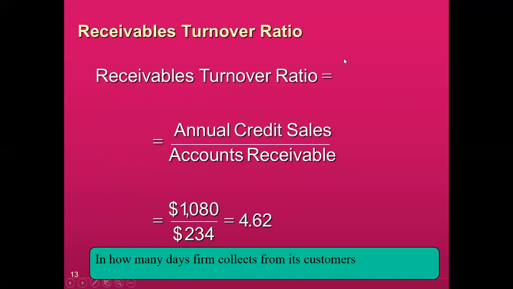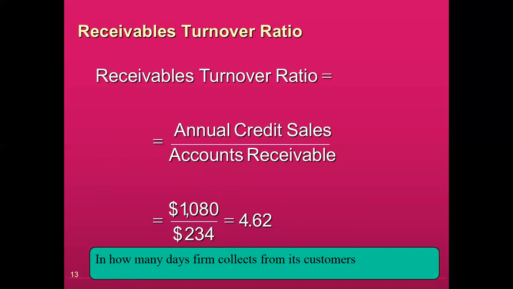In receivable turnover, we are interested in how many times you are able to convert your receivable into cash. See that in credit sales, the company has total sales of 1080, and their average accounts receivable for the year is 234. It means that whatever sales they are making, they are able to convert into receivable 4.62 times. This shows how many times the company is able to collect its receivable.